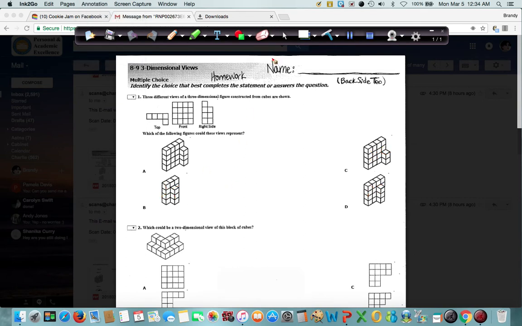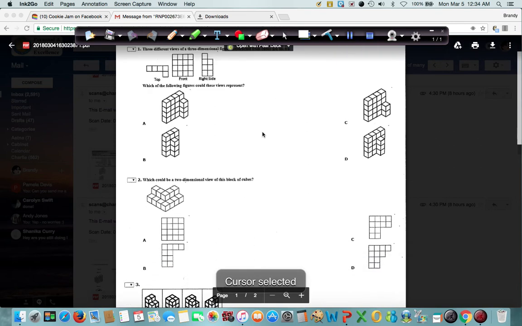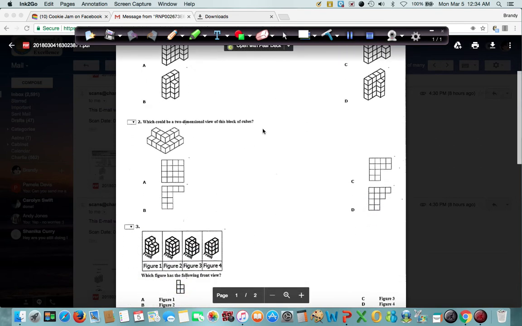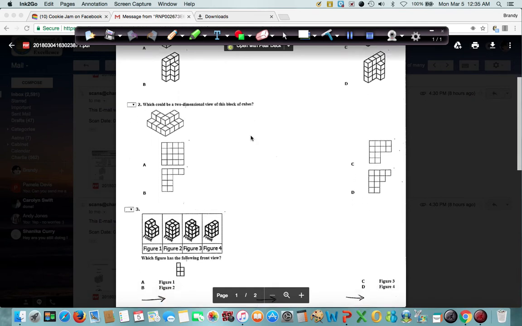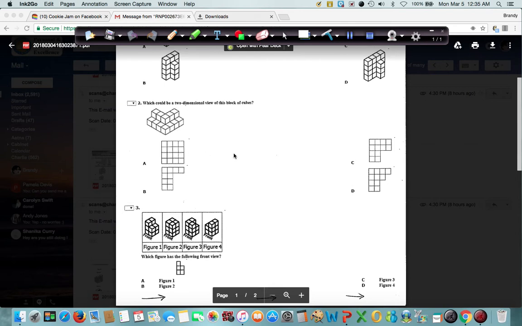Okay, so number 2, which could be a 2-dimensional view of this block of cubes. So now they're doing the opposite way. They're saying here's a block of cubes. Which way is going to work best? So let's see, if I were to look at it from the top, I have 2, and then 1 comes down a little further, an L shape. I don't see anything like that.